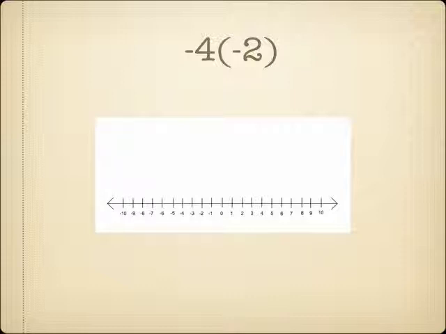So basically, we're going to start from 0 to +4 because you're multiplying, then because you're doing 2 sets of -4, we would put one more set here, then that would equal +8.